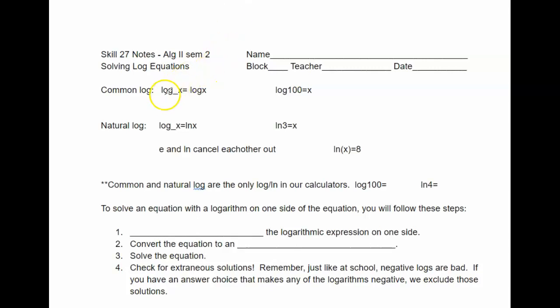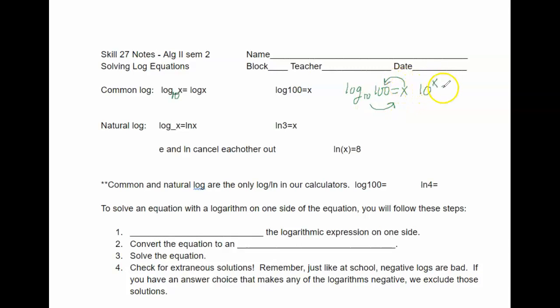Solving log equations. So we've talked about logs, but we have not talked about this idea of common logs and natural logs. If we have log base 10 of x, that's the same as just log x. We just assume that there's an invisible 10 there. So if I saw log of 100 equals x, that is the same as log base 10 of 100 equals x.